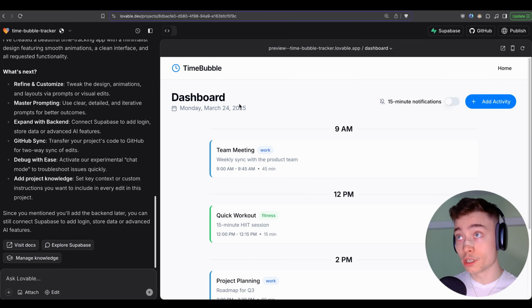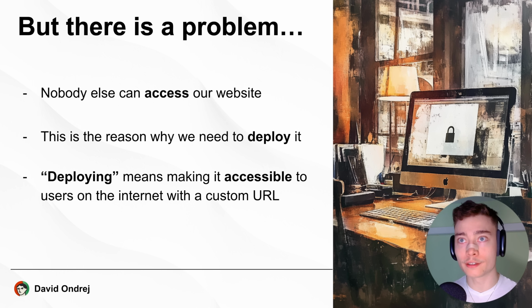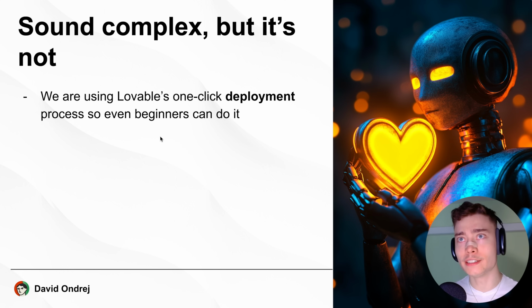Alright, but there is a problem. Right now, this MVP just exists inside of my Lovable account. Nobody on the web can access it, right? I cannot send it to my friends, I cannot sell it to clients, which means we have to deploy the website. Deploying means making it accessible to the internet, to everyone on the web with a custom URL. Sounds complex, I know, but it's actually very easy. We're going to be using Lovable's one-click deployment process, which means even beginners can easily do this.